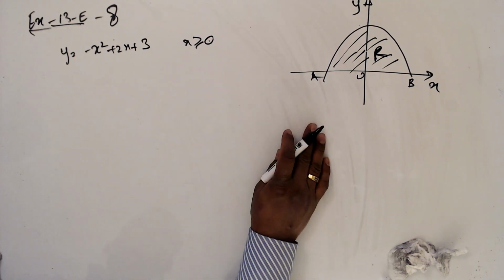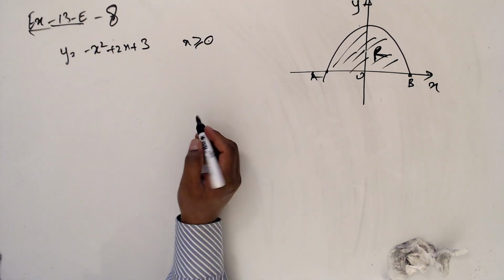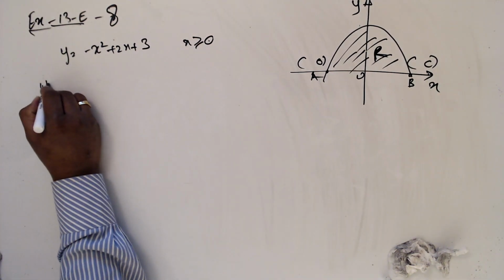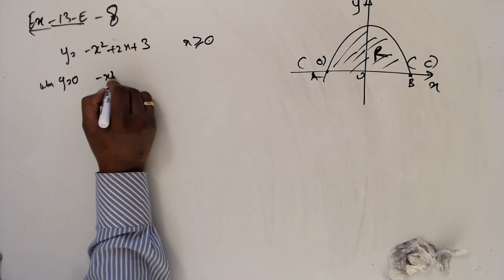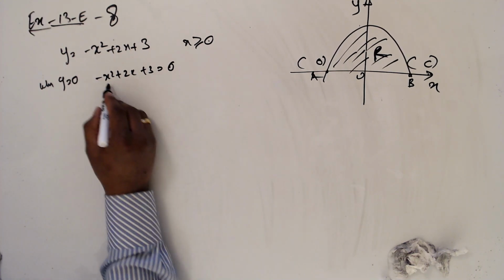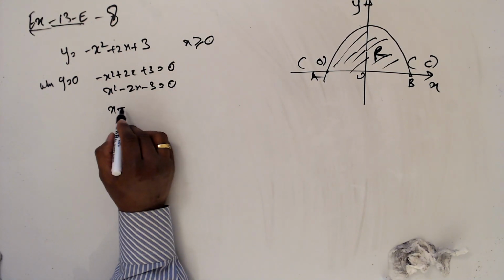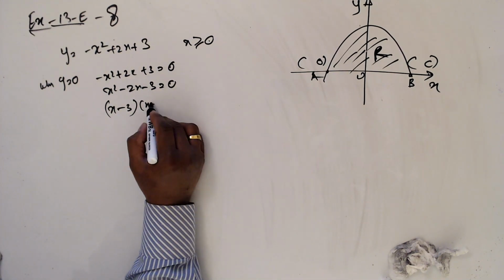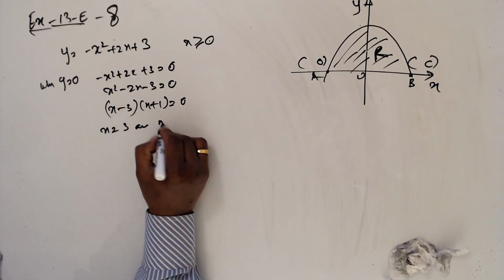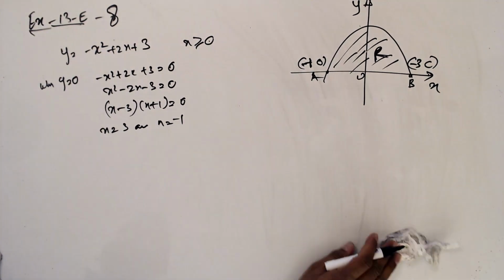Question number 8, we want to find this area, then we need to know this limits a and b. So then at this point y equals 0, then I have to solve this one. When y equals 0, minus x square plus 2x plus 3 equals 0, I multiply by minus, so x square minus 2x minus 3 equals 0. This is going to be x minus 3, x plus 1 equal 0. So x equal 3 or x equal minus 1. So this is minus 1 and this is 3. Now we have the boundary.